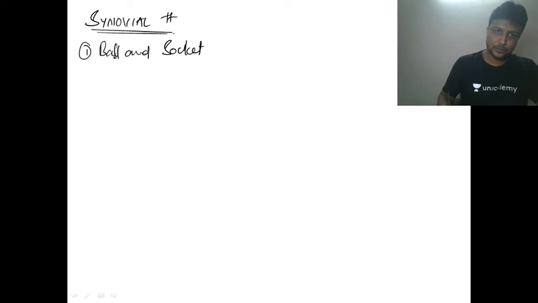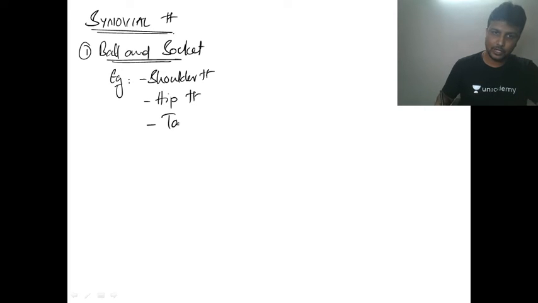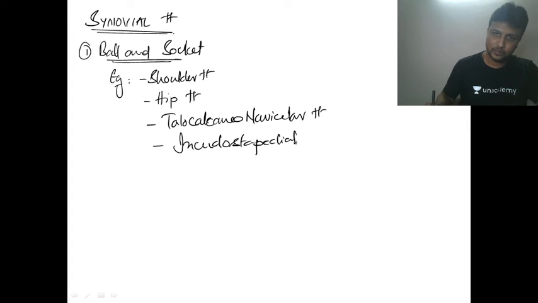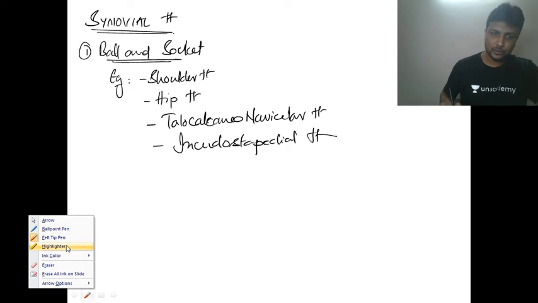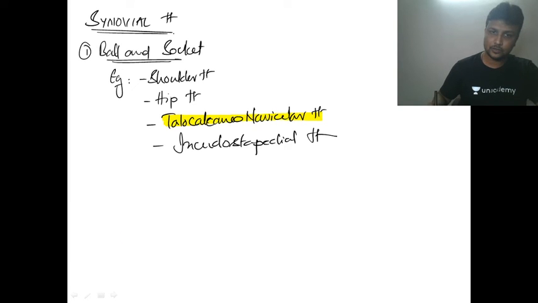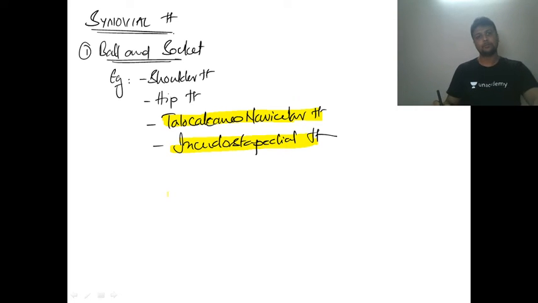Whatever I have taught you in the last 20-25 minutes, try to recall at one place. What are the examples of ball and socket joint? Number 1 example, shoulder joint. Number 2 example will be the hip joint. Number 3 example, talocalcaneonavicular joint. And number 4, remember the incudo-stapedial joint. I would like my students to concentrate on these 2 joints, guys. This is what you will tend to forget in your exams.